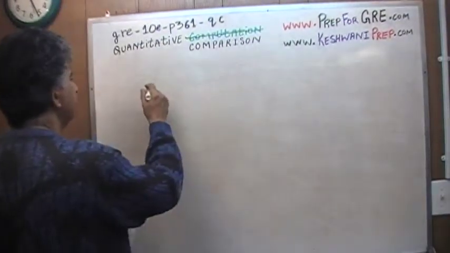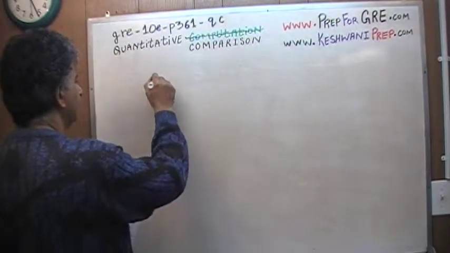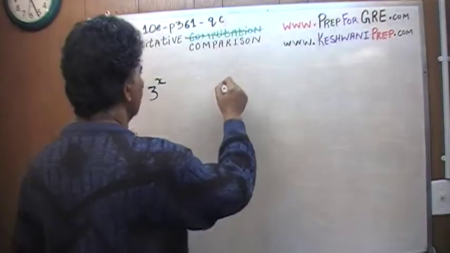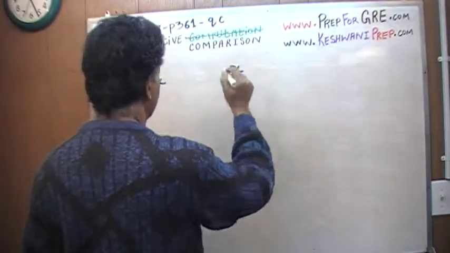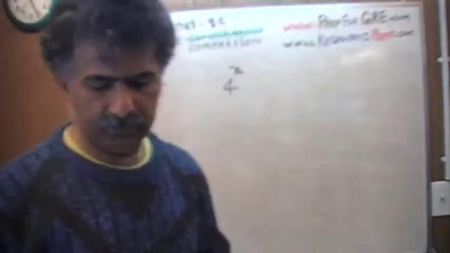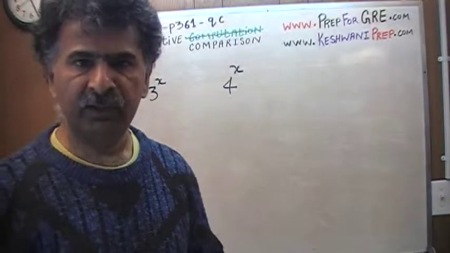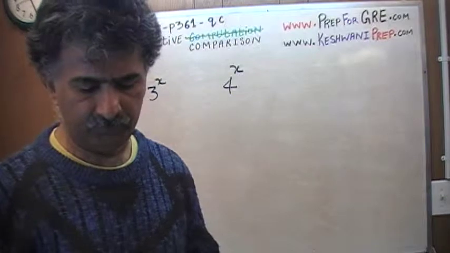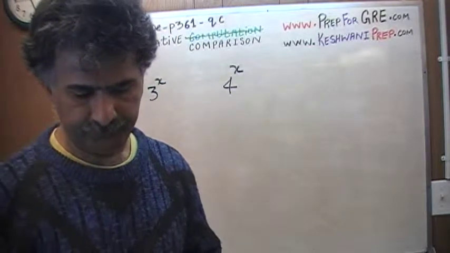They want us to compare these two quantities, 3 raised to x versus 4 raised to x. And they do not tell you anything at all about x. There are no constraints, there are no limitations as to what the x might be. They leave it wide open.